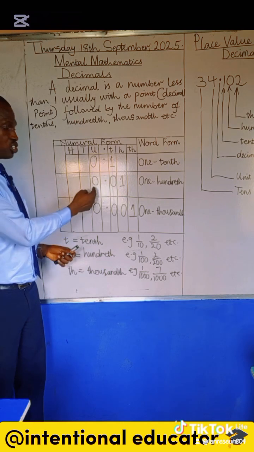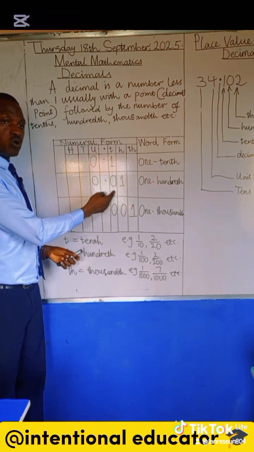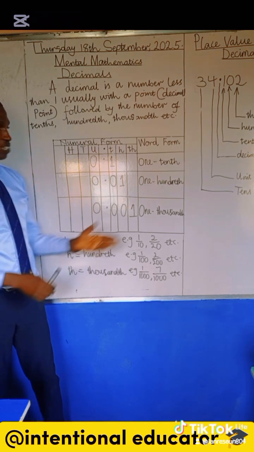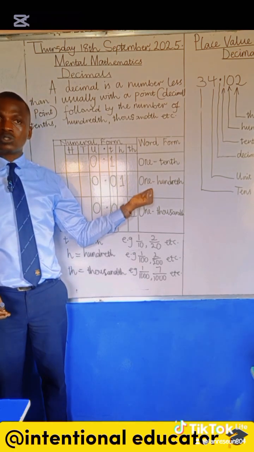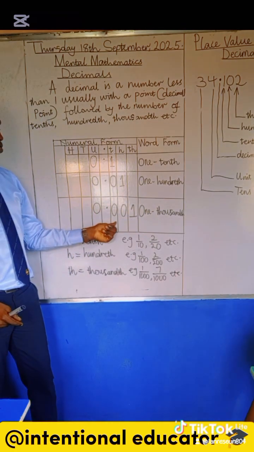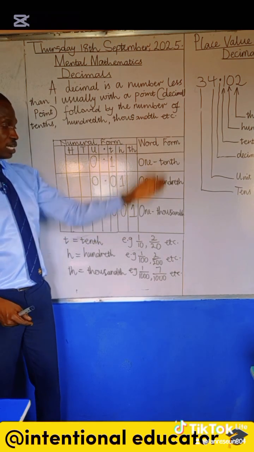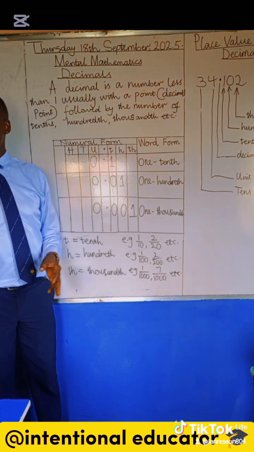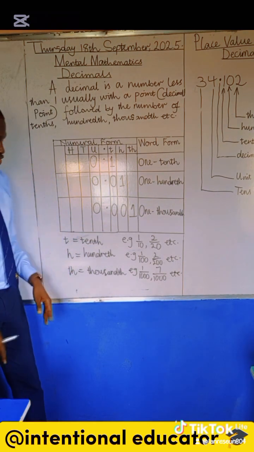Let's look at the next one. 0.0 what? 1. And what is the word form? Hundredth. Now the next one we have 0.001, which in word form will be called 1 thousandth. This is the explanation now.